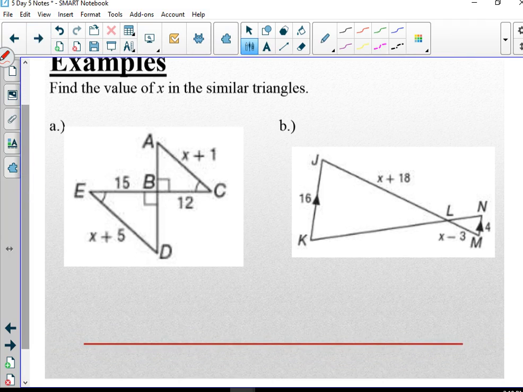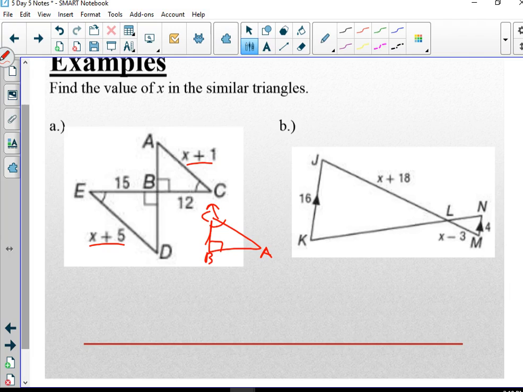Find the value of x in similar triangles. Okay. So notice, obviously, x plus 5 and x plus 1 correspond to each other. But you've got to think about the fact that this one up here, or you could turn either one of them, you got to think about it that way to line up with EBD. Okay? So that you can think about it folding over.